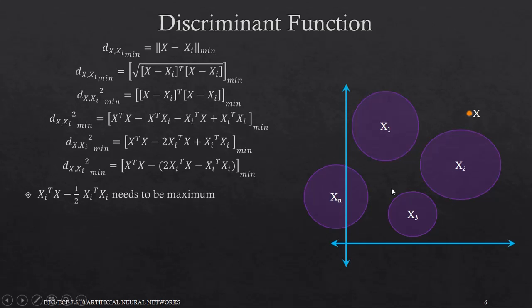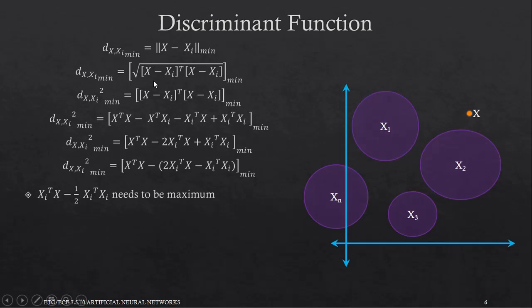The pattern x will belong to the ith class if dx xi is minimum. dx xi minimum is given as norm of x minus xi minimum. We've seen this. Norm of x minus xi minimum, because we want to find out the minimum distance, which can be written as under root of (x minus xi) transpose into (x minus xi).